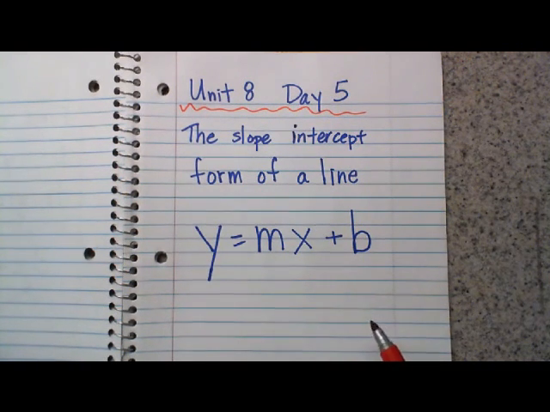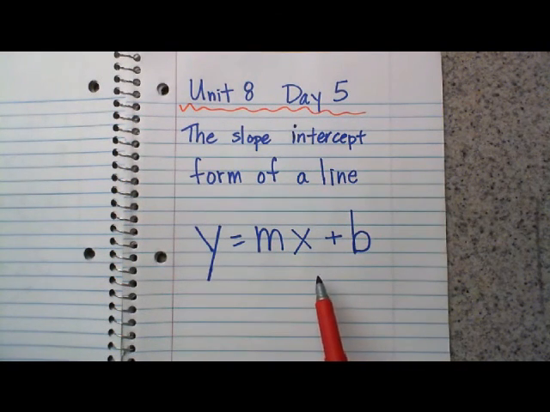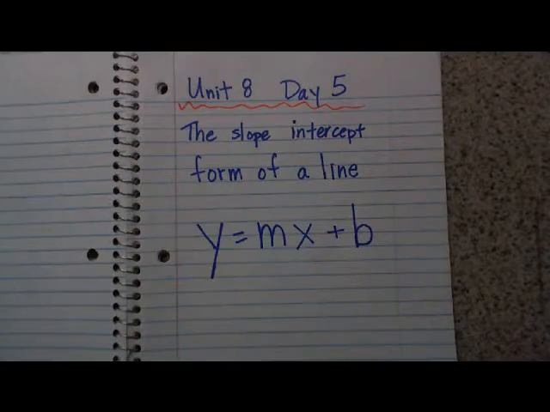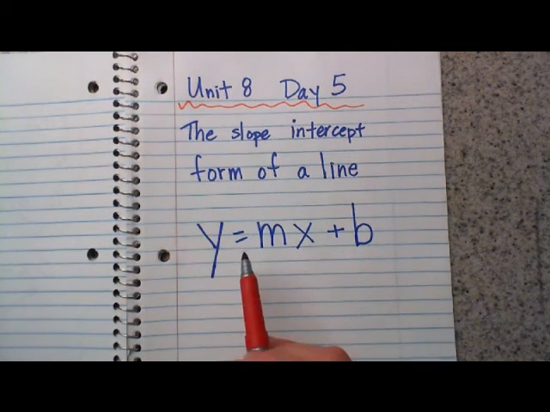So, this is an equation for a line, right? You remember that? Yes, I do. And this type of equation has a special name. It's called the slope-intercept form of a line. Okay, so here's the slope-intercept form of a line.